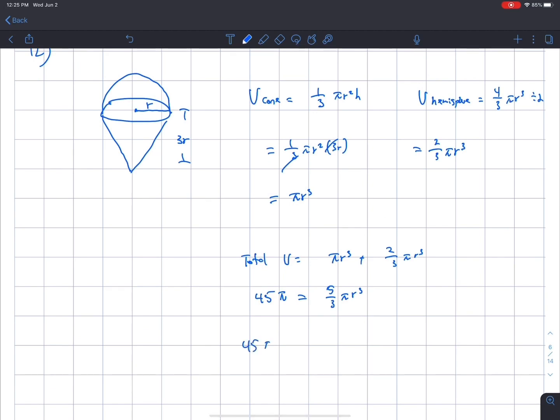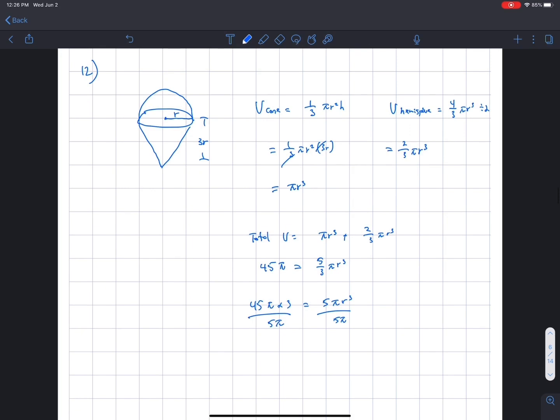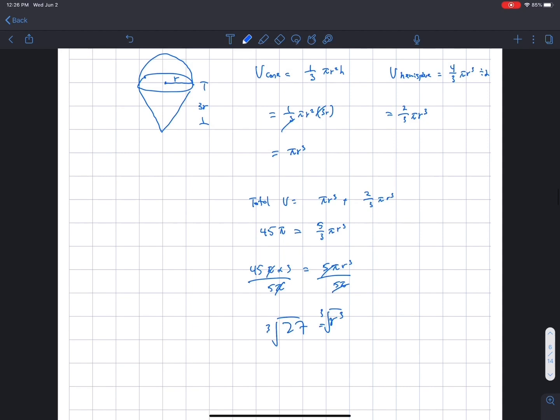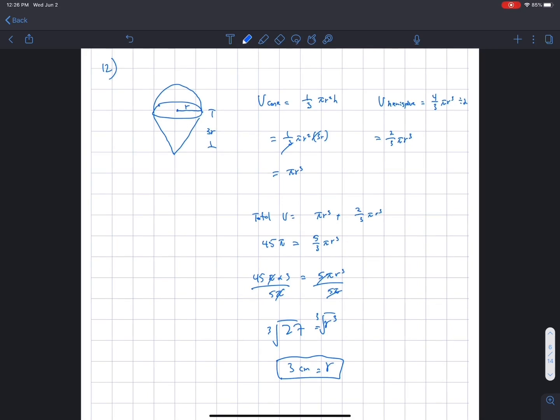So now we can cross multiply. Divide both sides by 5 pi. We can cross that out. We get r to the power 3 equals. We can also cross out the pi. 45/5 is 9 times 3 is 27. But feel free to use your calculator. And then now we can take the cube root on both sides. We get r equals 3. That's the answer. 3 centimeters is the radius of the cone and the hemisphere.